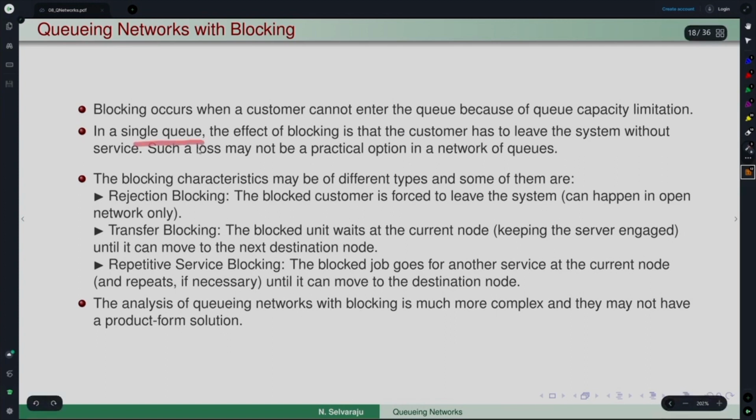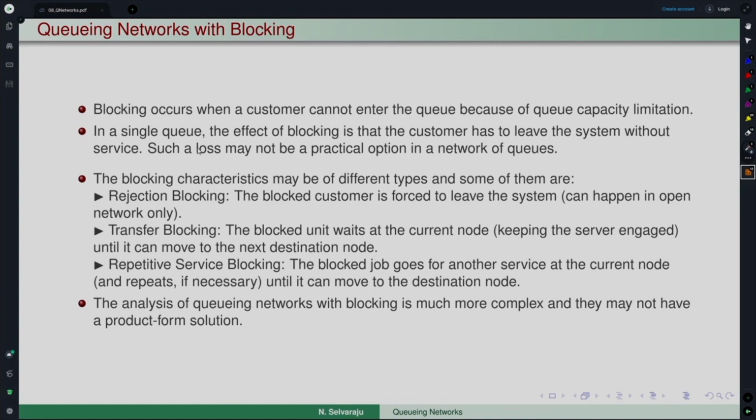In a single queue, what we have done is that we have assumed that the customers who come when the system is full are lost to the system, right. Then we looked at the parameters of that, like what would be the probability of that and how to create capacity in such a way that you minimize it. So, you want to study all those things, right.